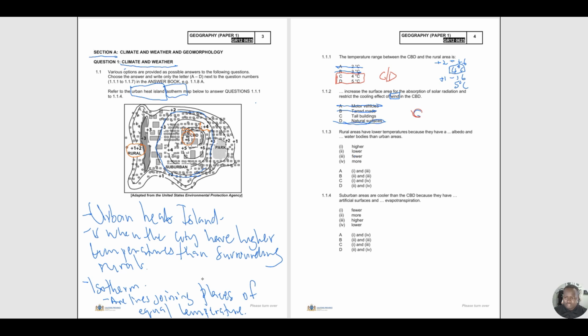Then we go to 1.1.3. Rural areas have lower temperatures because they have a albedo. We are referring to the percentage of radiation reflected back to space. So it's when we're introducing geography in grade 10, when we're talking about the transfer of energy, energy coming to Earth, and then some of the energy is lost. We spoke about absorption, scattering, and we also talk about albedo, when some heat is reflected back.